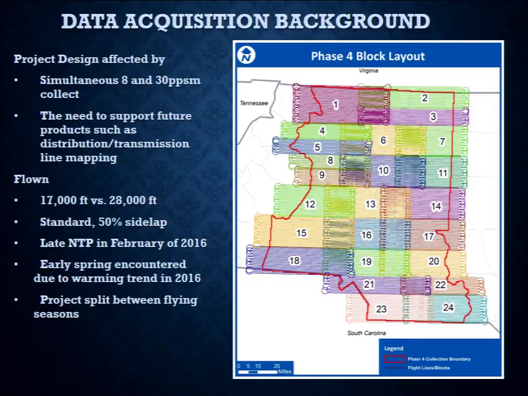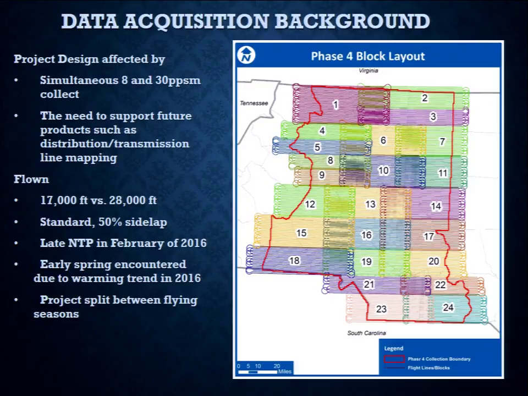To support future needs, the goal was that 30 meter was to get utilities involved because 30 meter will support collecting distribution and transmission lines. So that was the goal there. This collection was flown at 17,000 feet because of the 30 meter. It does have 50% overlap.